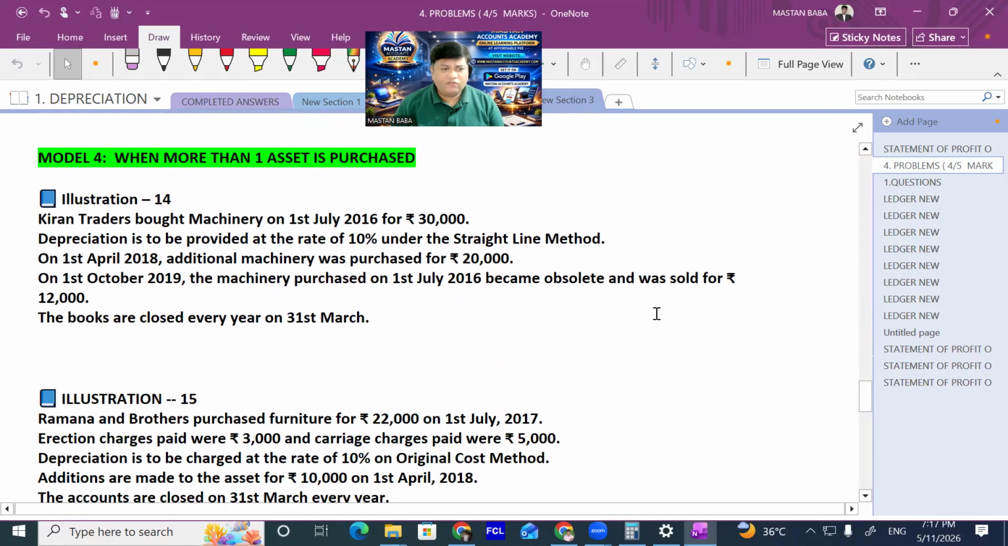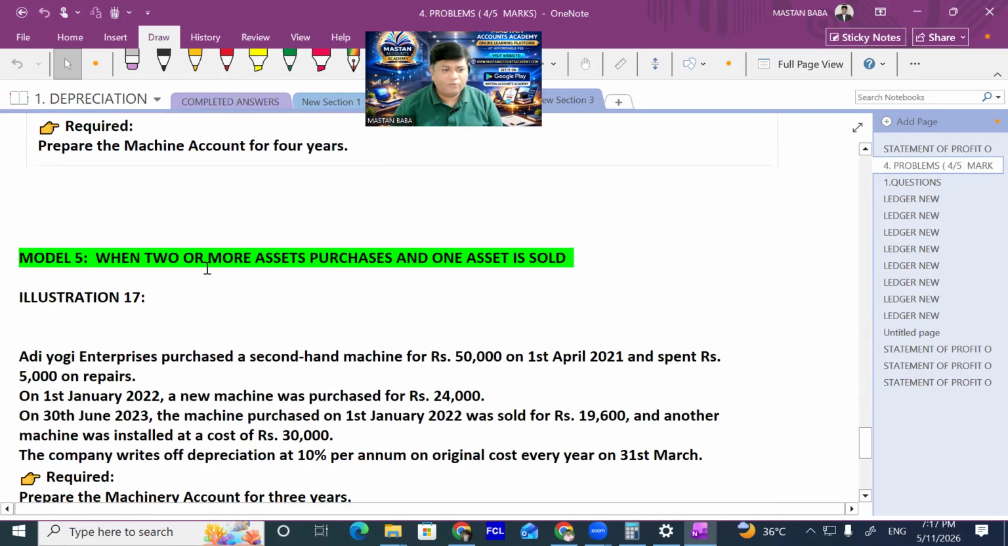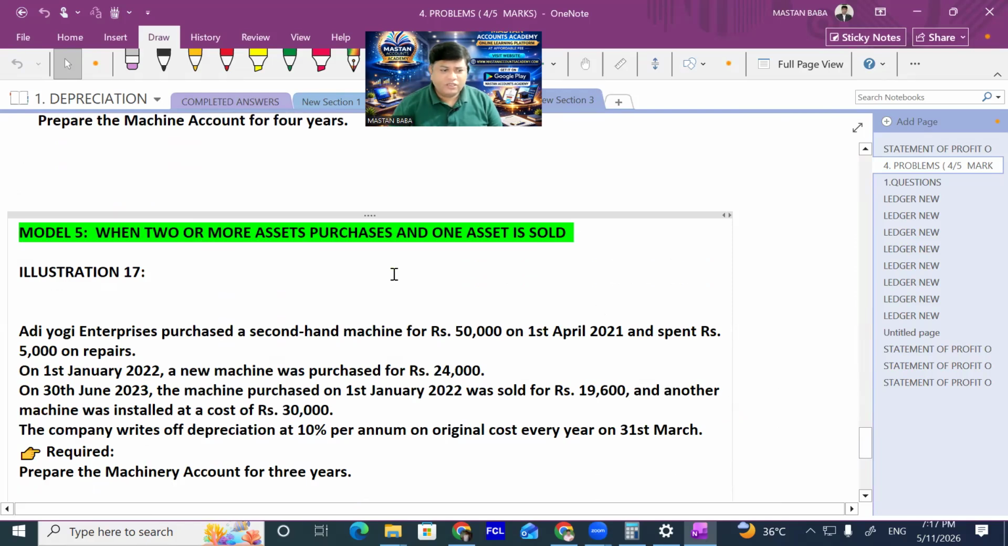So in the next video we are going to discuss model 4, when more than one asset is purchased. So far we have discussed 3 models. What can we notice? Only one machinery is purchased, either retained or sold. Now from the 14th illustration we are going to discuss when more than one asset is purchased. We'll do the problems on this. After that we'll go for one more model, when 2 or more assets are purchased and one asset is sold. This is the subject point.